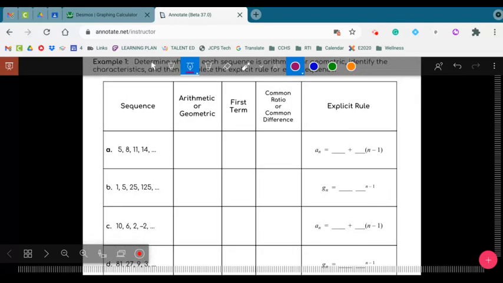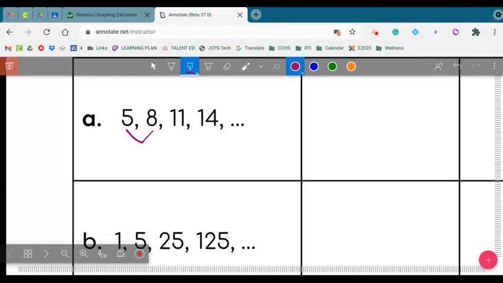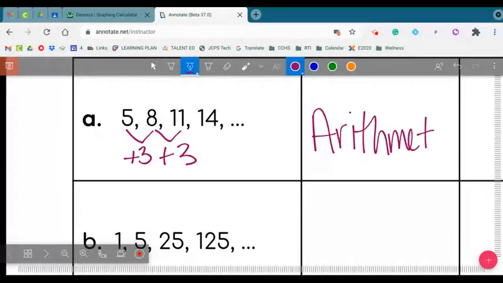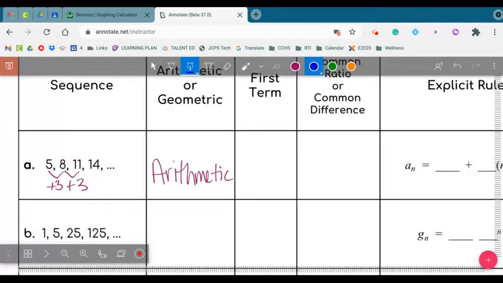So for each of these sequences, we're going to have to determine if it's arithmetic or geometric, our first term, a ratio or difference, and then it kind of has the equation already set up for us. We just have to fill in the blanks. The first one from 5 to 8 and 8 to 11, you're adding 3 each time. If you're adding, it's arithmetic. Our first term is 5. Our common difference is plus 3.